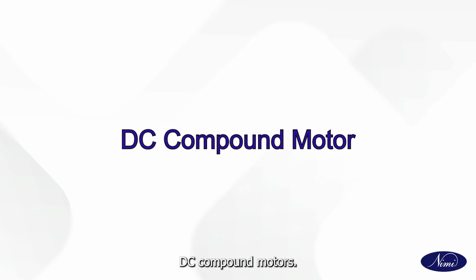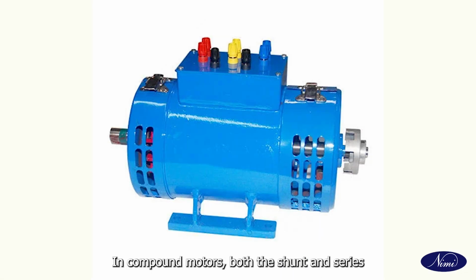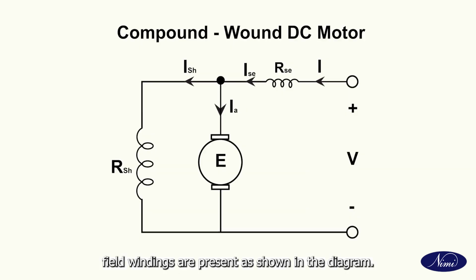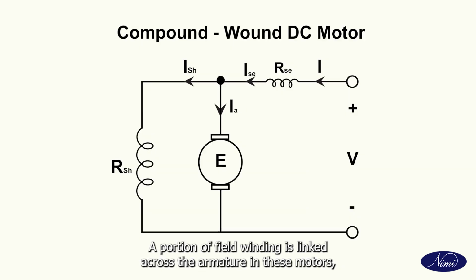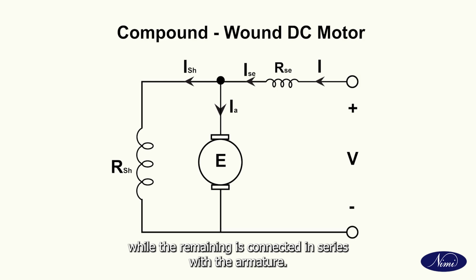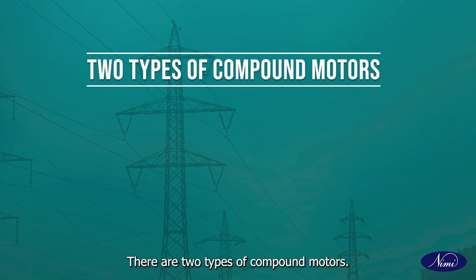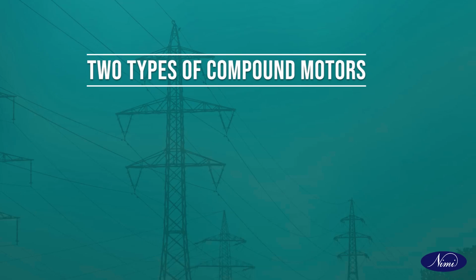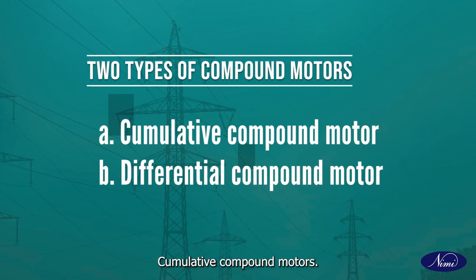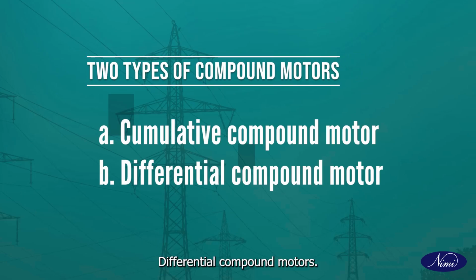DC compound motors. In compound motors, both the shunt and series field windings are present as shown in the diagram. A portion of field winding is linked across the armature in these motors, while the remaining is connected in series with the armature. There are two types of compound motors: cumulative compound motors and differential compound motors.